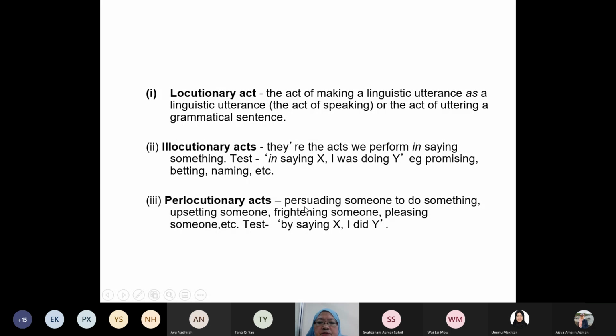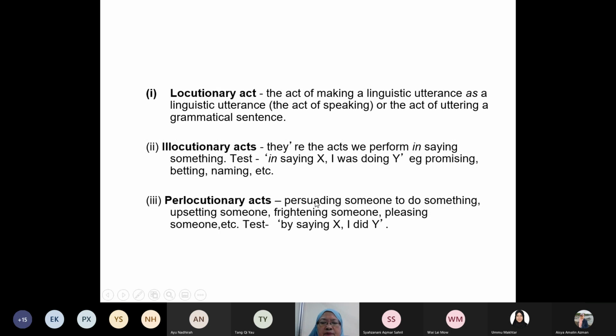So perlocutionary act is persuading someone to do something, or upsetting someone, or frightening someone, or pleasing someone. Usually when we say something, the addressee will listen to what we say, and that will cause him or her to go on and do something else. So this is the perlocutionary, is the effect of the sentence or the utterance to the addressee and making the addressee either feeling something or doing something, right?